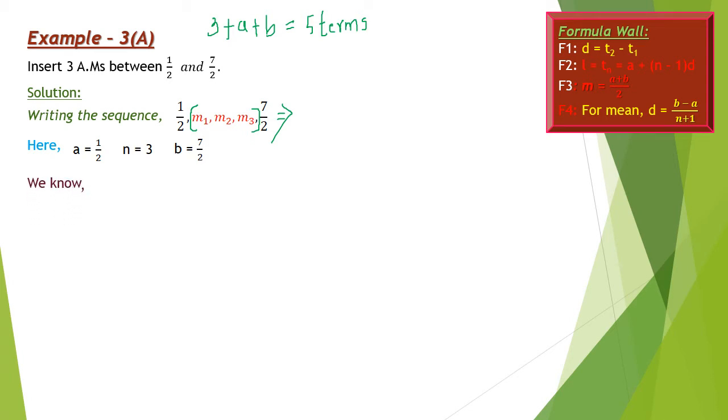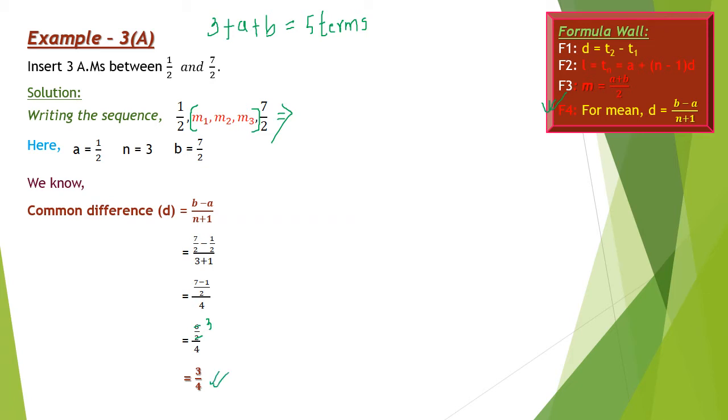Now first we have to find the common difference by applying the formula F4. In the mean concept we apply the formula F4: d = (b minus a) over (n plus 1). Substituting b as 7/2, a as 1/2, and n as 3 plus 1, which is 4. Let's take the LCM in the numerator: 7 minus 1 over 2, you can use your calculator also. That is 6/2 over 4. We can cancel 2 and 6 as 3, and our common difference is 3/4.